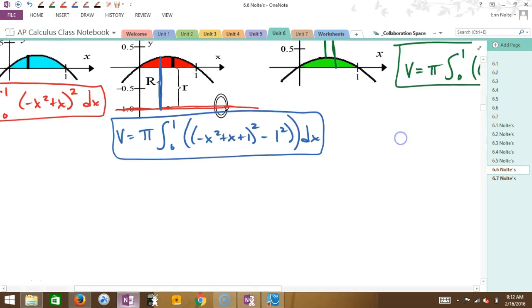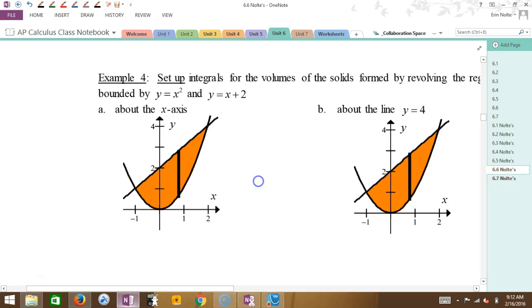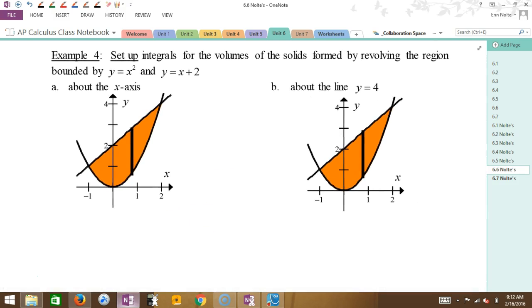Okay, so now they do basically the same thing, but now they use another function. They don't tell you specifically if this is a disk or a washer, so you have to figure that out. We have this orange region that's going to be revolved around the x-axis. So are we doing this in terms of a dx or a dy? Dx, good. So around the x-axis, we're doing a dx.